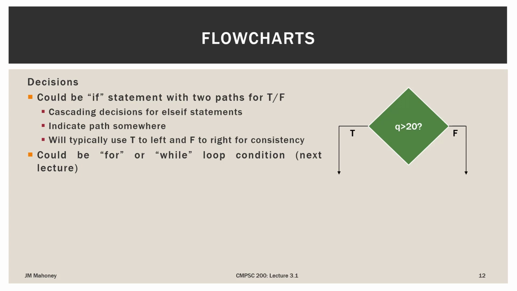And for the purposes of this class, I'm going to typically stick with the true branch being coming out from the left of our decision and a false branch coming out from the right. But it is a good idea to also label it the true statement or the false statement. So what we put inside the decision is something that can evaluate to true or false. So in this example, we see Q is greater than 20, question mark. So if that statement is true, we're going to go through the left branch. If that statement is false, we're going to go through the right branch.